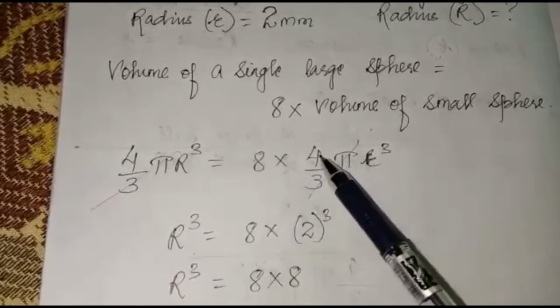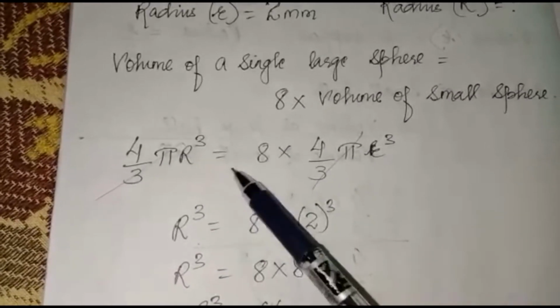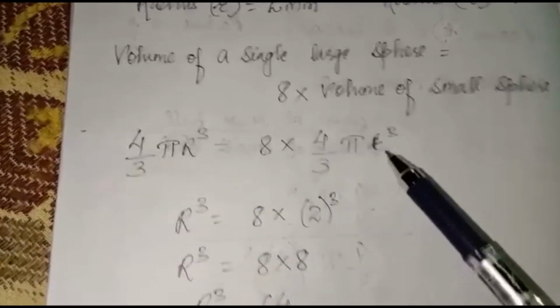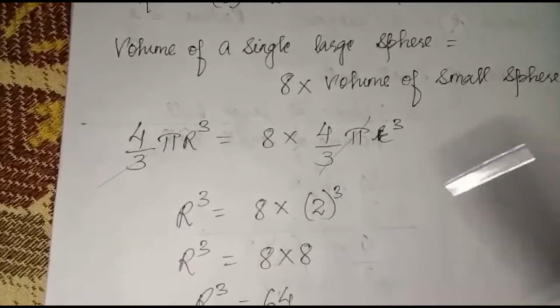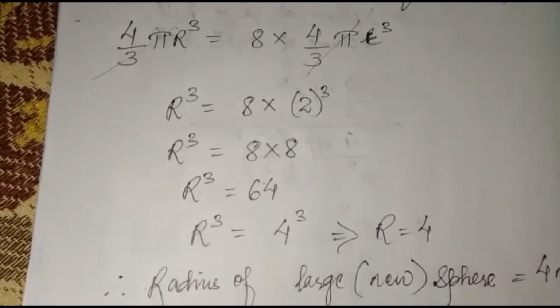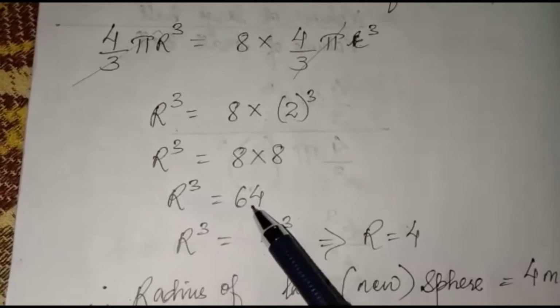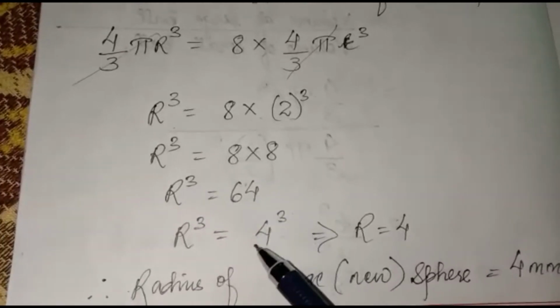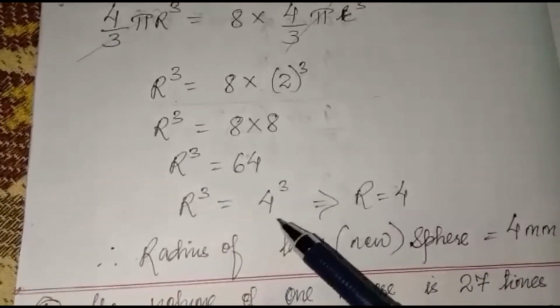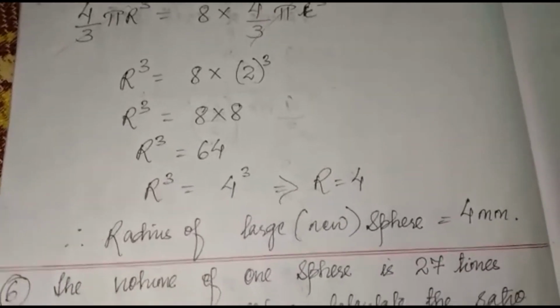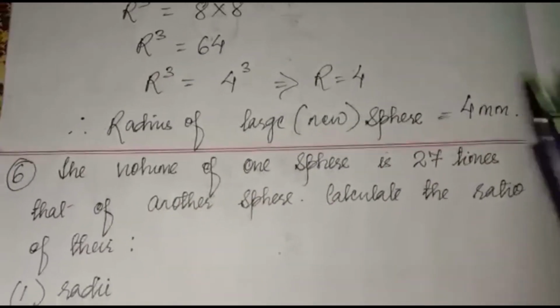So 4 by 3 pi cancel. R cube is equal to 8 into small r, and small r is 2. 2 cube is 8 again. So 8 into 8 is 64. So R cube is 64. So 64 can be expressed as 4 cube. So capital R is 4. So the radius of the large sphere is 4 mm.